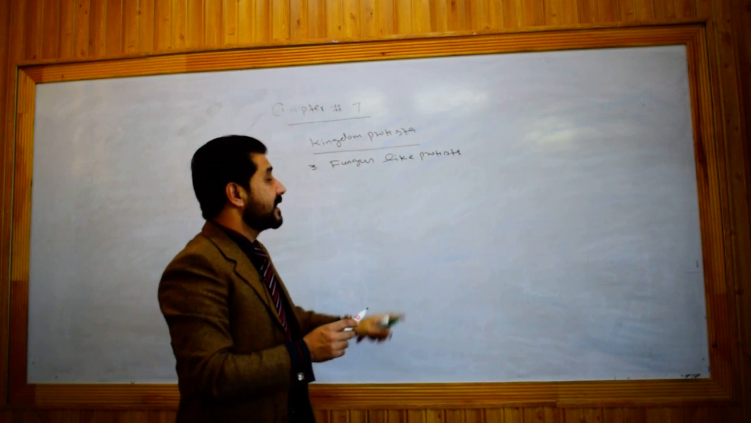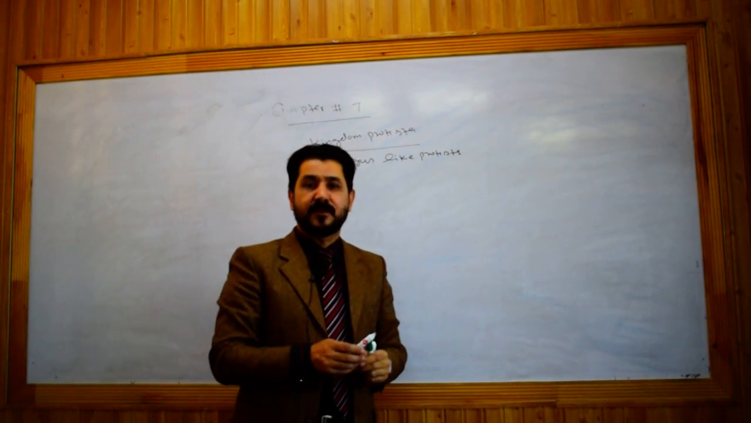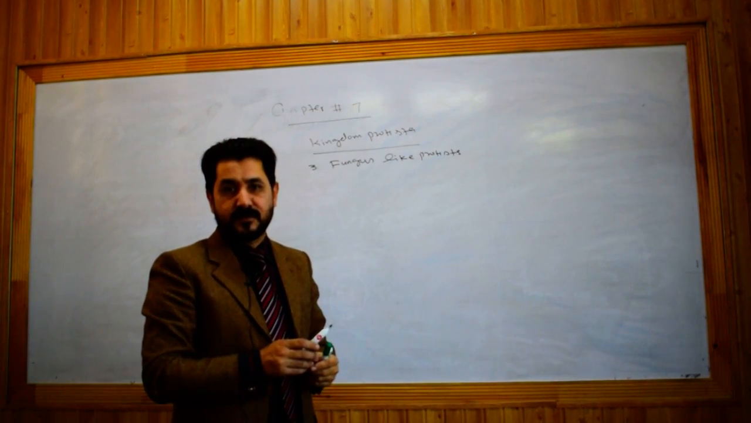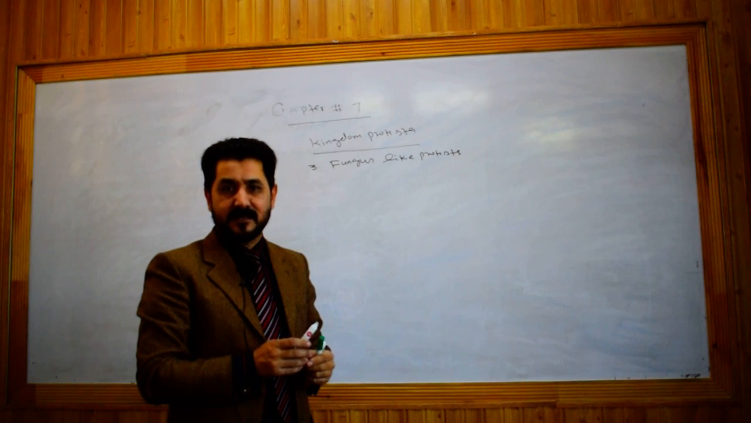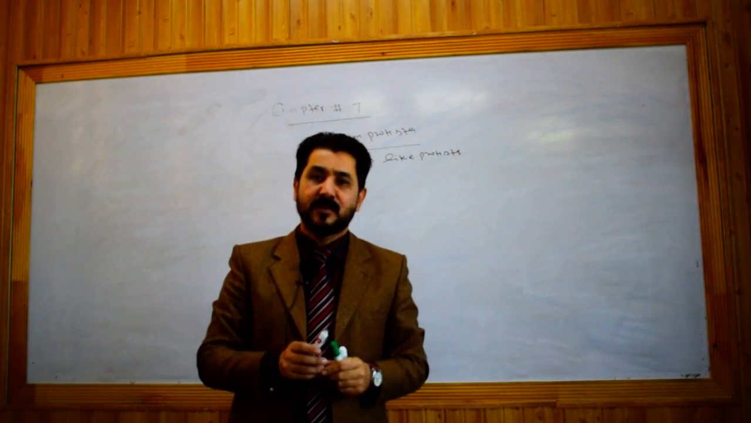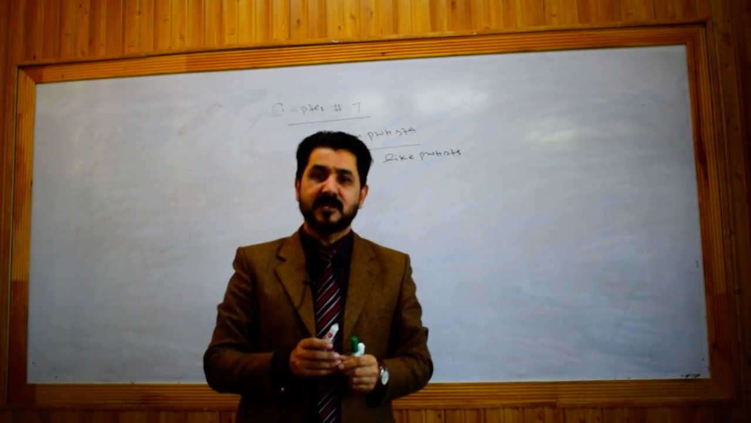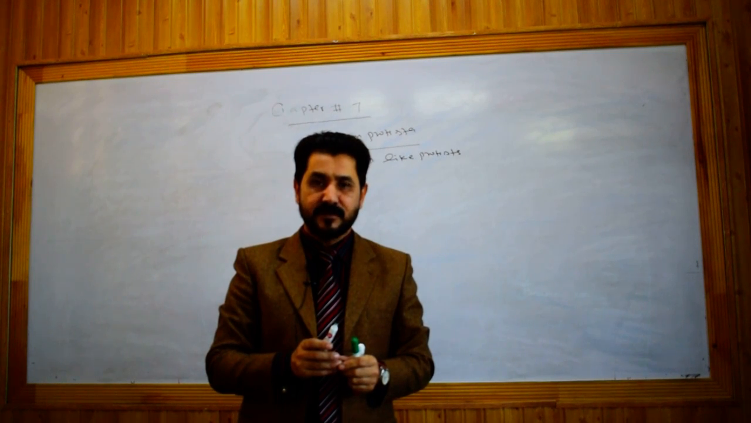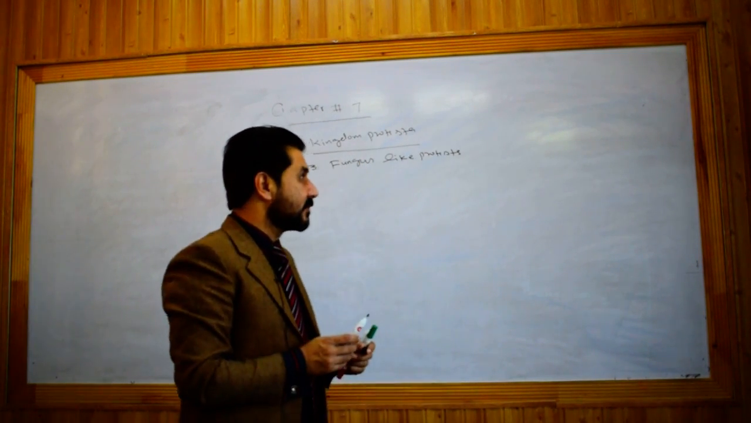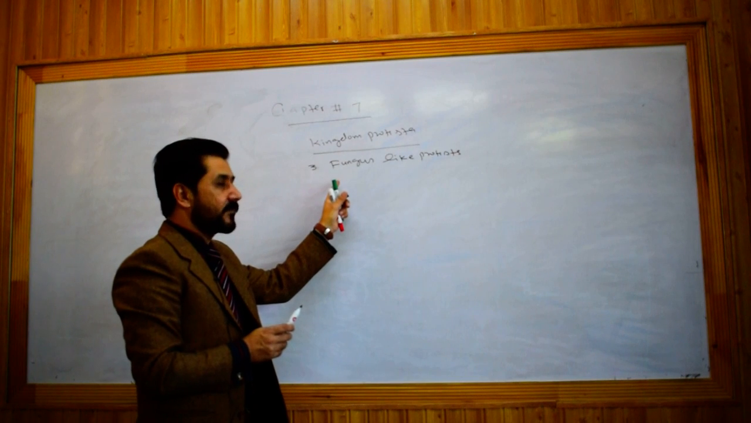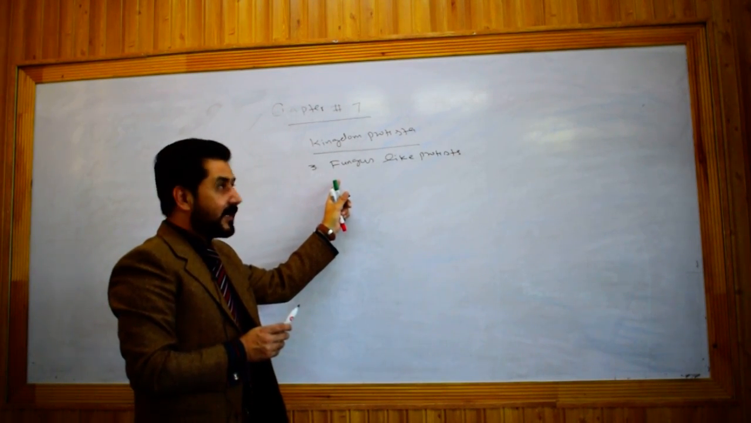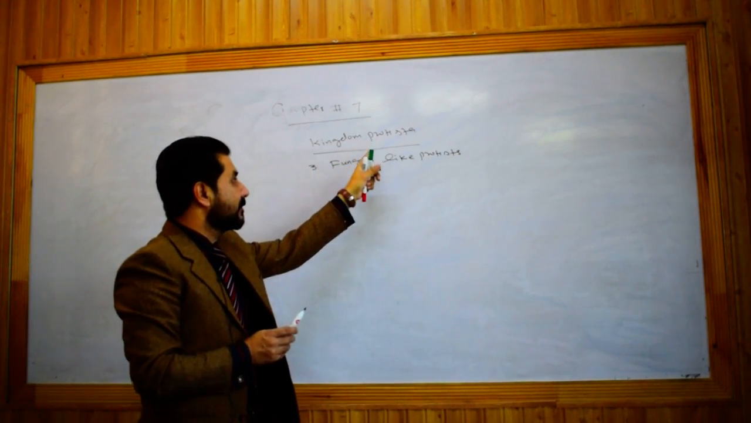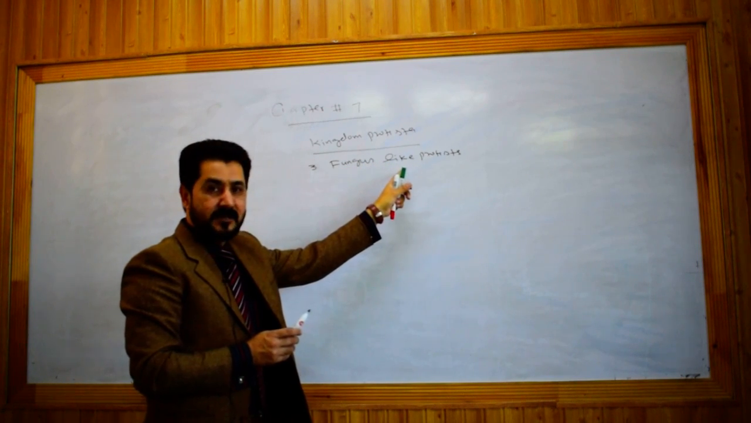Fungus-like protists are excluded from the Kingdom Fungi because of different features. Some of the features they have in common with those of true fungi, but the majority of the features are totally different from the true fungi. So this is the reason for their exclusion from the Kingdom Fungi, and they are placed in the Kingdom Protista and treated as fungus-like protist.